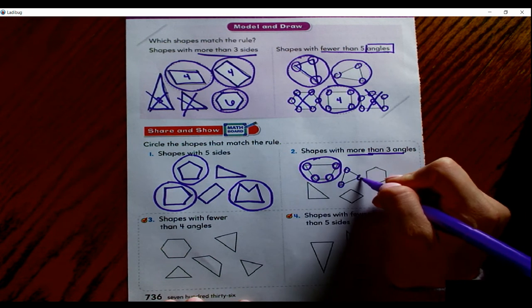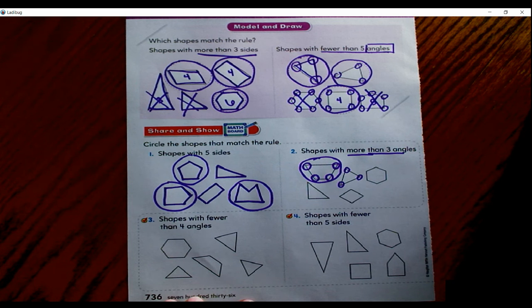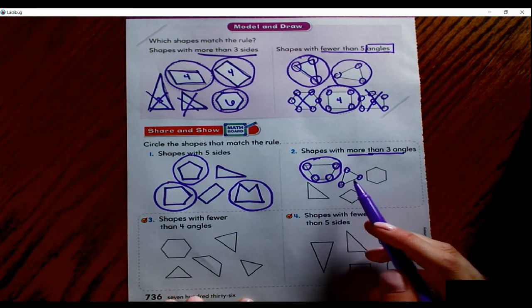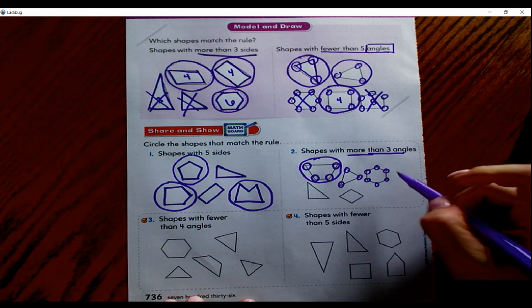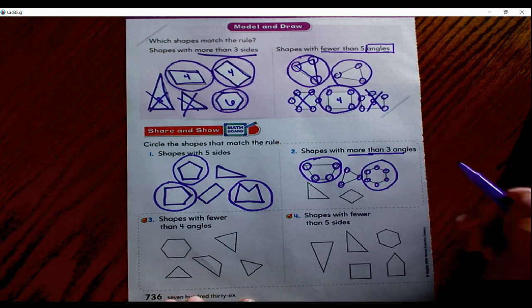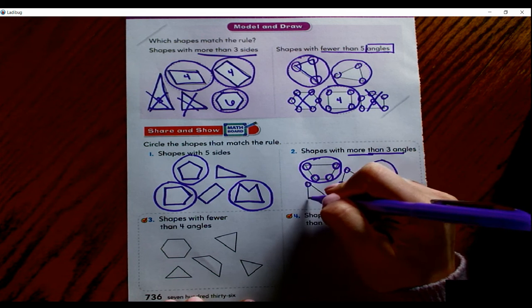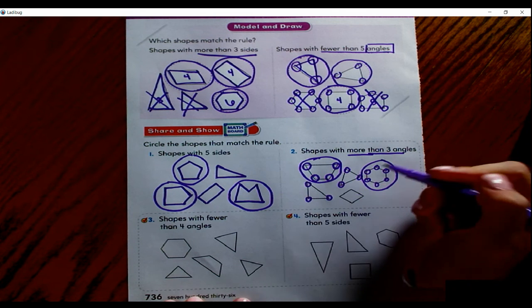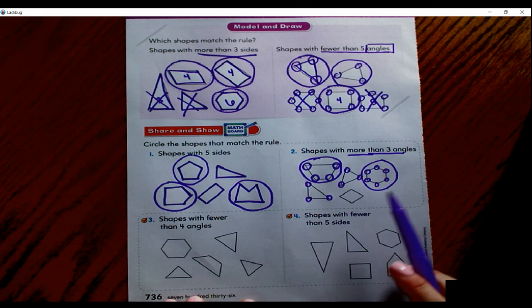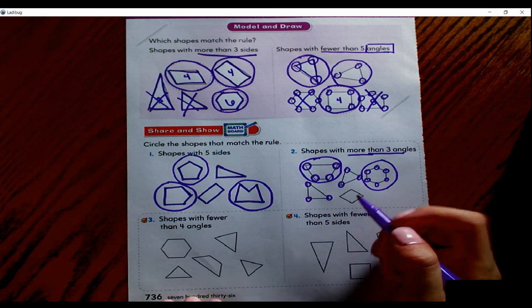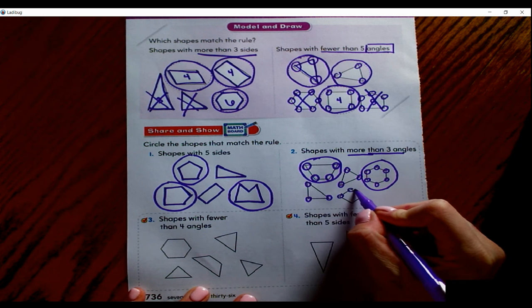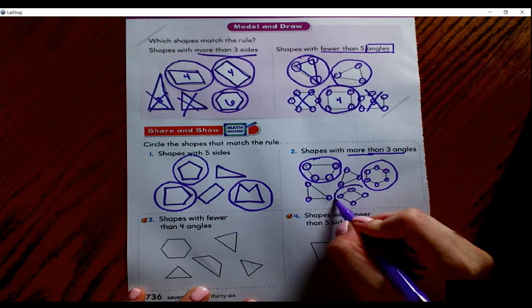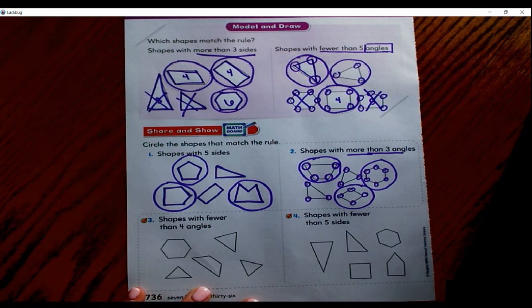1, 2, 3. This has 3, but it needs to be more than 3. So this one does not work. 1, 2, 3, 4, 5, and 6. This one has more than 3. 1, 2, 3. This one has exactly 3. And I'm noticing that the ones that have exactly 3 are triangles. So I know they need to be bigger or have more angles than a triangle. And this one looks like it has more angles than a triangle. Let's take a look. 1, 2, 3, and 4. I was right. I'm going to circle that one because it's more than 3 angles.